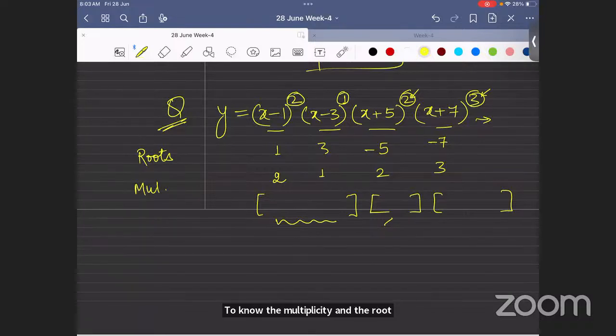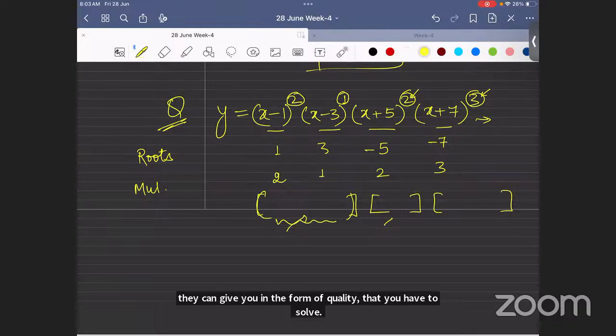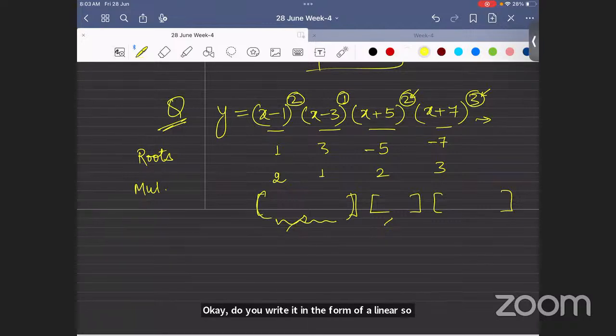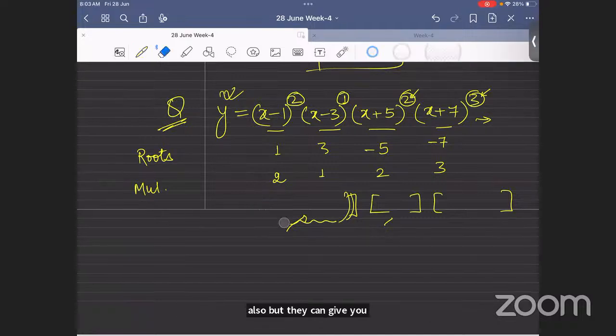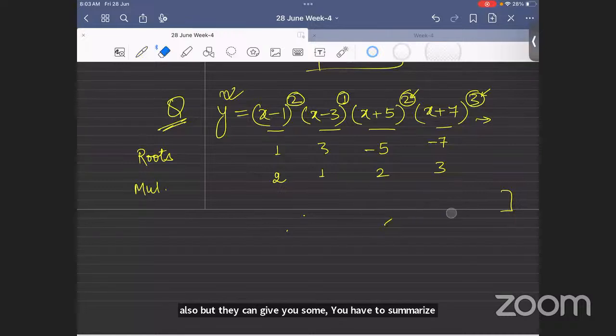If they give it in the form of a quadratic equation, you have to solve it and write it in the form of a linear equation, so that you can directly point out the root. They can give it in this form also, but you have to simplify that and then get to know the root and the multiplicity of the given function, to plot that graph.